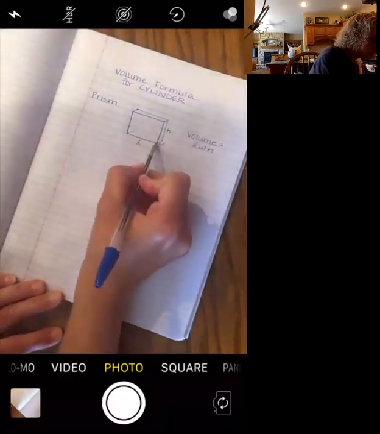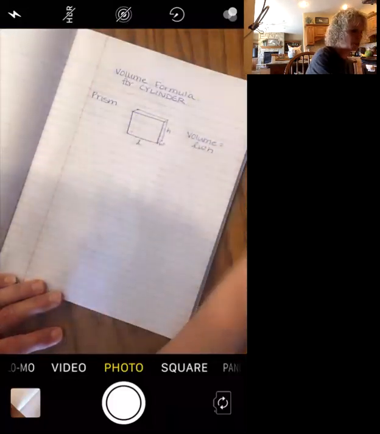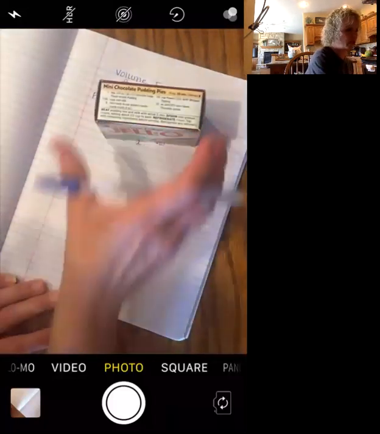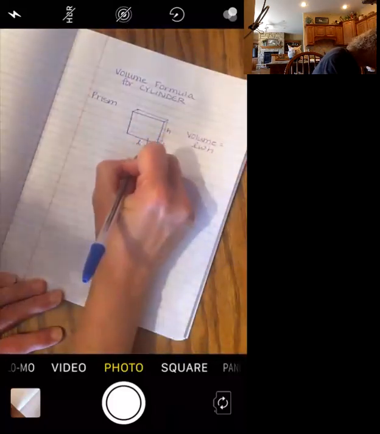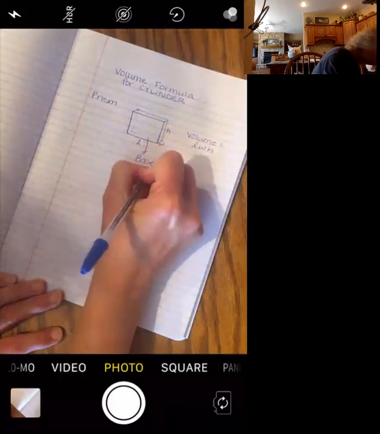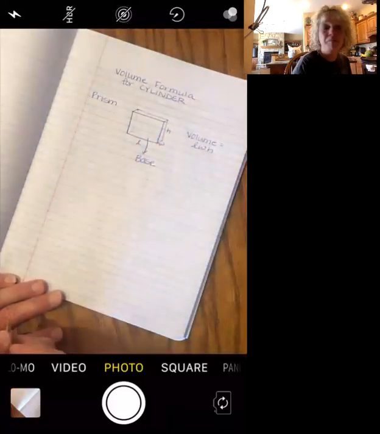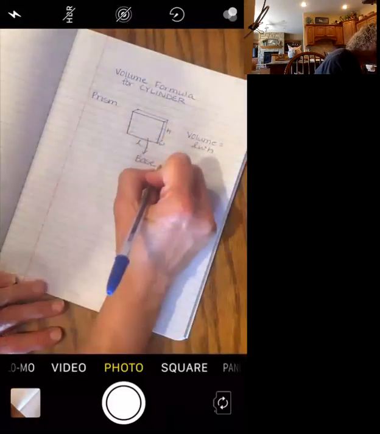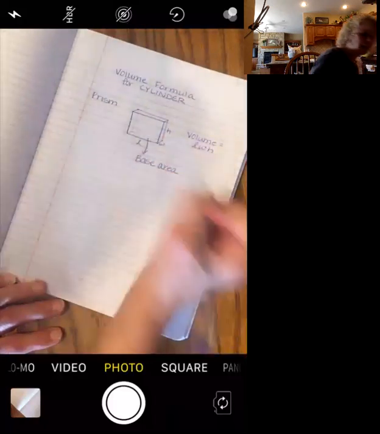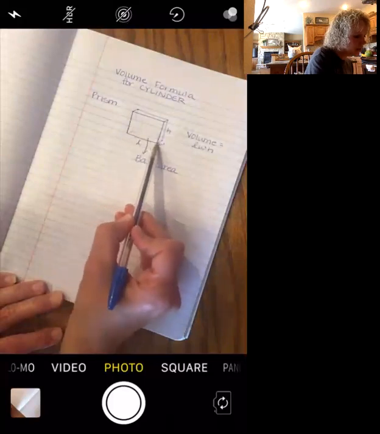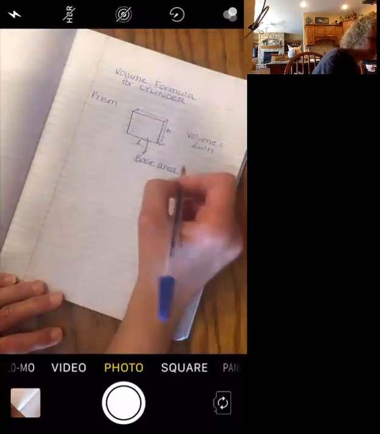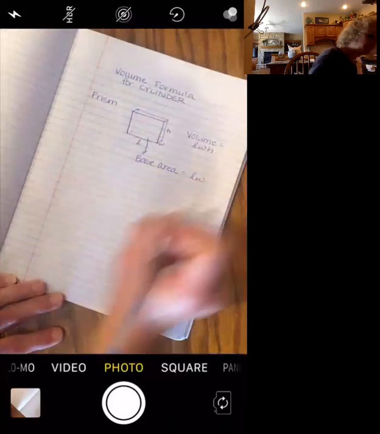We can also see something else. This piece right down here is the base of our prism. It's what the Jell-O box is sitting on. It's sitting on the base. So this right here is the base. Now, the base actually has an area, so we can say the base area. And to be able to find the area of this base, we would take length times width.